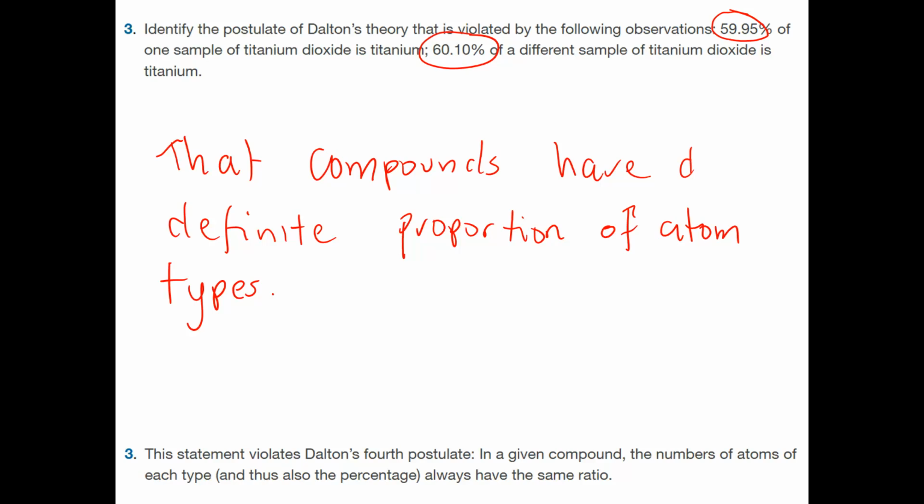So the OpenStax answer reads, the statement violates Dalton's fourth postulate. In a given compound, the number of atoms of each type, and thus also the percentage, always have the same ratio. So I kind of said the same thing without mentioning that it was the fourth postulate or anything like that, because people sometimes list these in different orders. But yeah, we got the idea across.